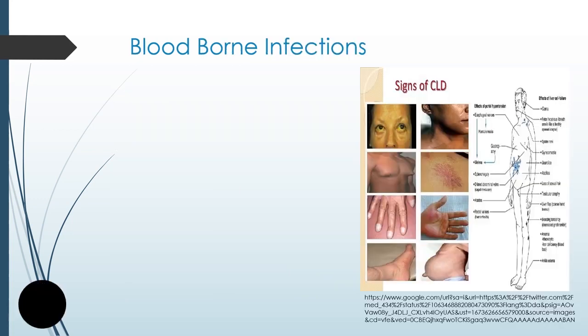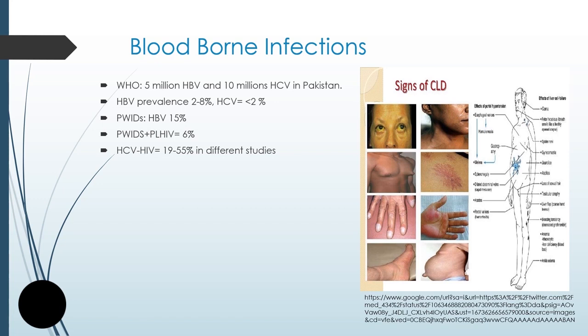Blood-borne infections. Blood-borne infections include hepatitis B, C, and hepatitis D. According to WHO, in Pakistan the prevalence of hepatitis B is 5 million and of hepatitis C is 10 million. Hepatitis B prevalence falls between 2 to 8% and hepatitis C prevalence is less than 2% in Pakistan. According to studies in people who inject drugs, the HCV prevalence was found to be 15%.